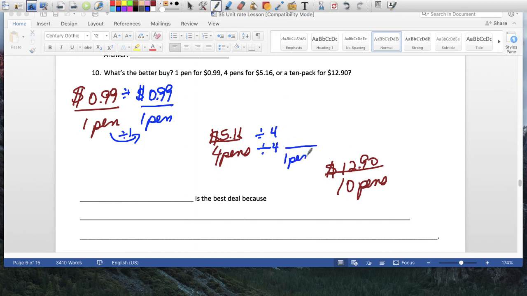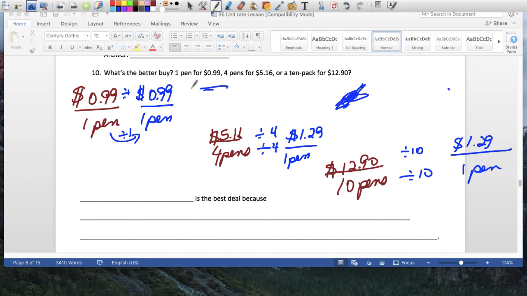And 1 pen is going to be 5.16 divided by 4, which is $1.29 for 1 pen. And the last one I have to divide by 10. And I'm going to get that 1 pen, if you divide 12.90 by 10, you get $1.29. So which one is a better deal? This one? Or no, sorry. This one's a better deal because it's the cheapest. It's 99 cents.